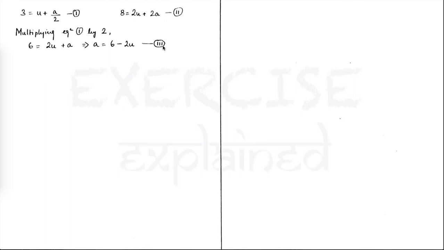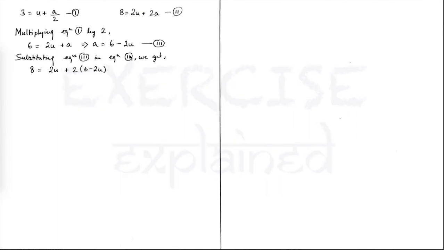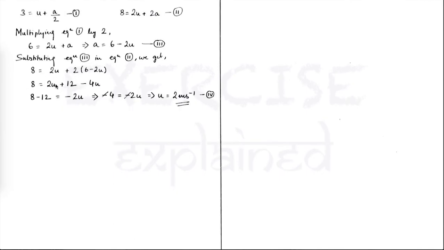This is equation 3. Now what I would be doing is I would be taking this value from equation 3, that is for a, and putting it in equation 2, that is in the place of a here. So I'm using the substitution method here. So substituting equation 3 in equation 2, we get 8 is equal to 2 into u plus 2 into this a is written as 6 minus 2u. Now I would just be solving it. So 8 will be equal to 2u plus 2 into 6 is 12, plus into minus gives me minus, 2 into 2 gives me 4, and u comes as it is.